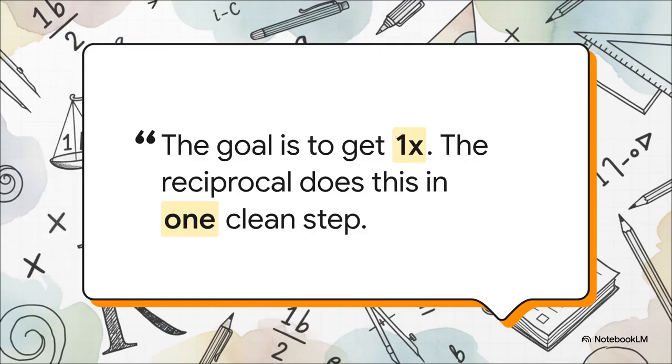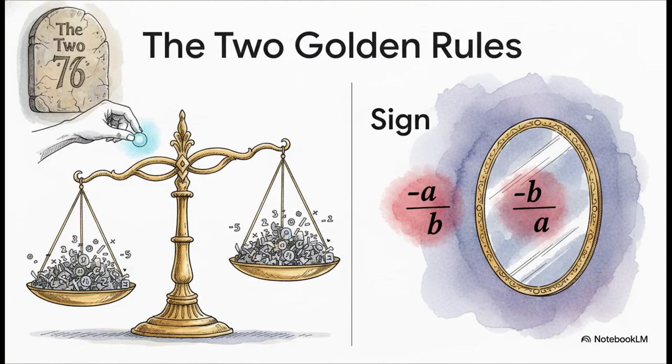Okay, so this is the why. You know how in algebra the whole game is to get the variable, the x, all by itself, right? Well, x all by itself is really just 1x. The reciprocal is the perfect tool to turn that messy fraction, like 2/3, into a clean, simple 1 in one single move.